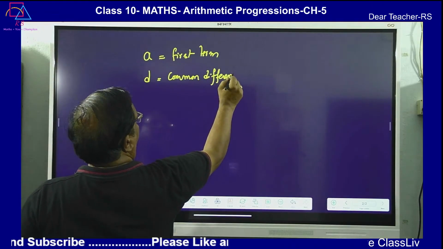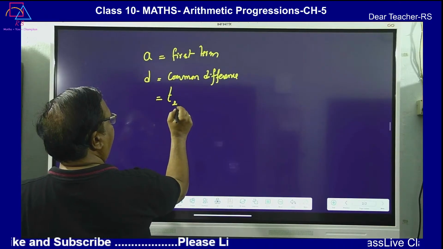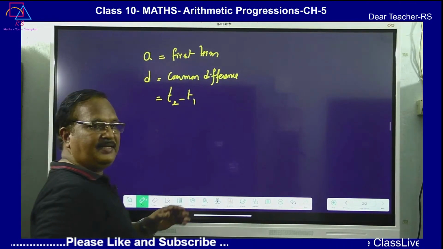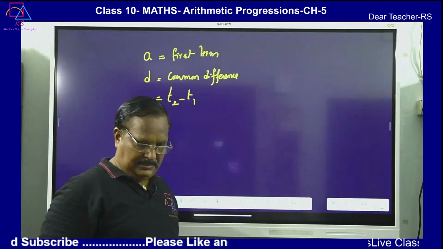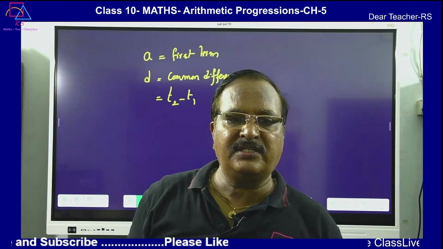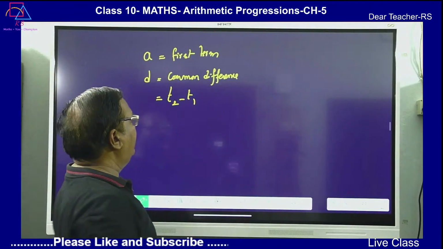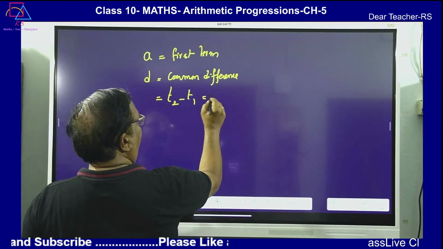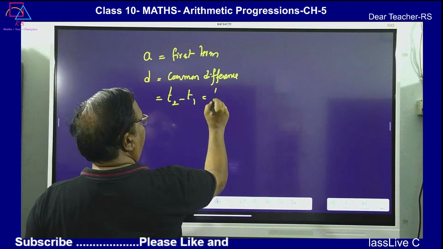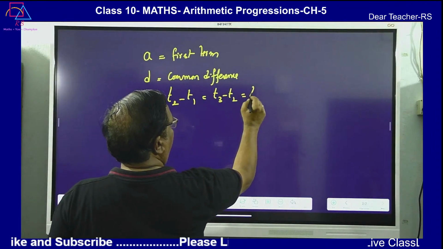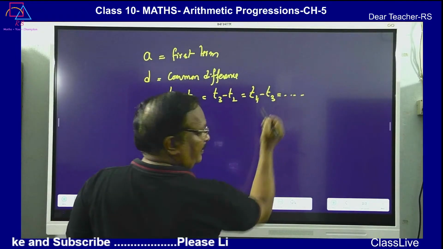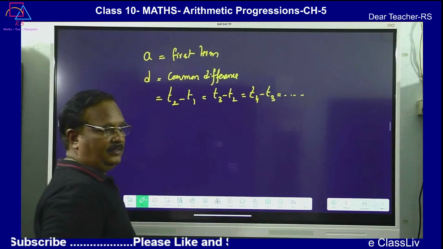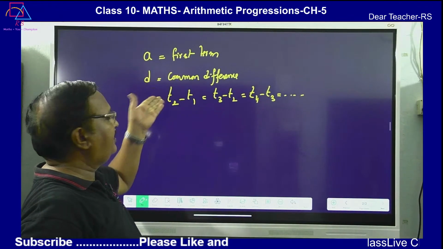And this D, we have a formula: T2 minus T1, that means second term minus first term. Or T3 minus T2, or T4 minus T3, and so on. Okay, this is the formula for the common difference.